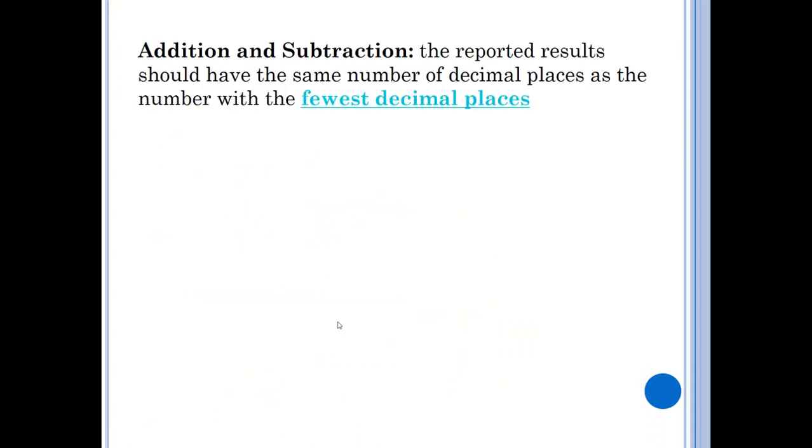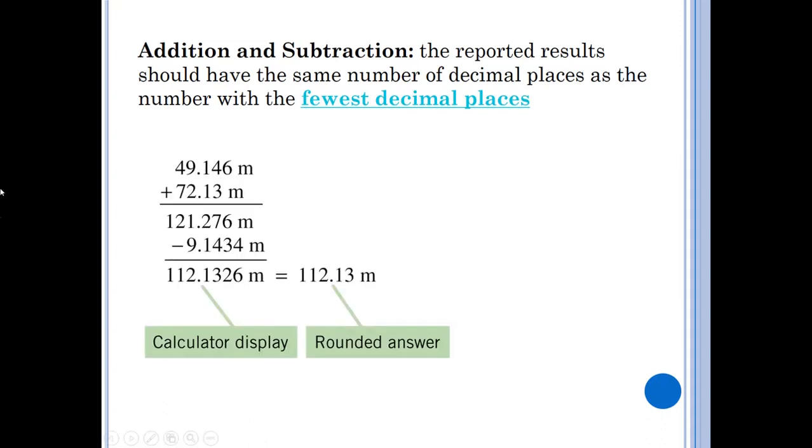And for addition and subtraction, the reported result should have the same number of decimal places as the number with the fewest decimal places. Okay, for example, the decimal places here is 1, 2, 3. Here is 1, 2. So at the end of the calculation, you need to round off the answer until you get the fewest decimal places, which is 2 decimal places.